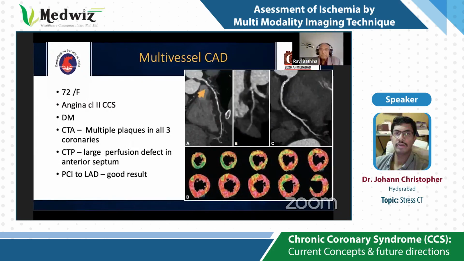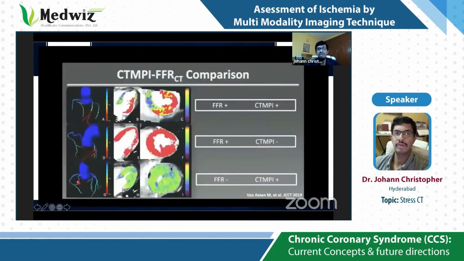This is a 78-year-old lady with angina, class 2, diabetic. We did a CT, multiple calcified plaques, difficult to really tell. Did the CT perfusion, large perfusion defect here in the anterior septum, and PCI to LAD was done with good result.